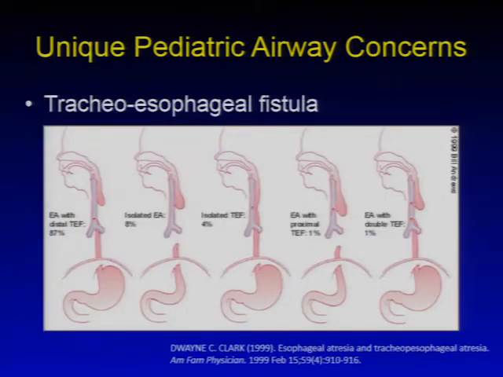Another unique pediatric airway concern is the tracheoesophageal fistula, or TEF. These occur in 1 in 3,000 births and can exist in 5 different forms as shown in the slide. The most common type is type C, which is on the left. And this consists of esophageal atresia with distal TEF. Most commonly, these are diagnosed after birth when there's inability to pass an NG tube into the stomach. Infants with TEF will have a gastric air bubble on radiograph.